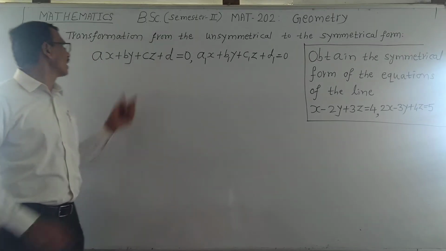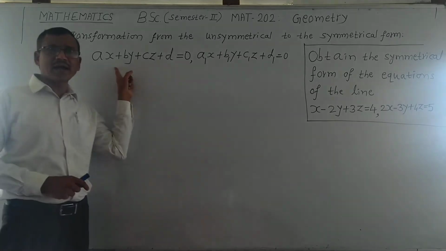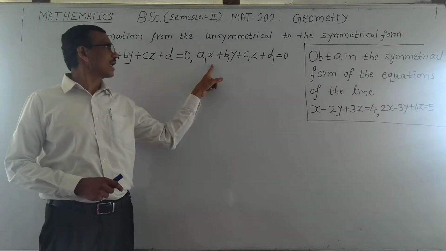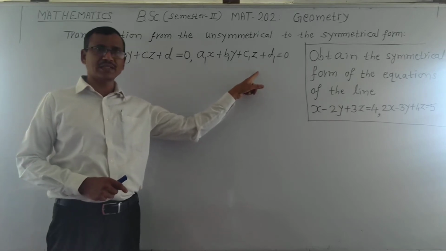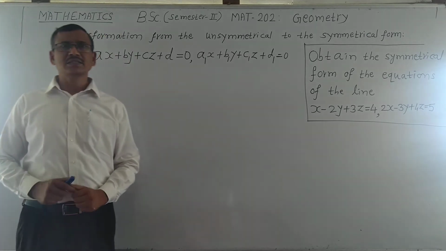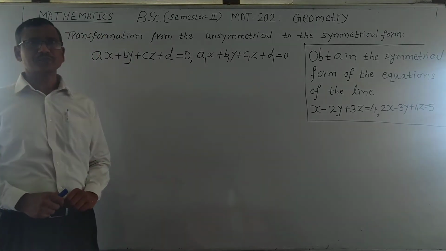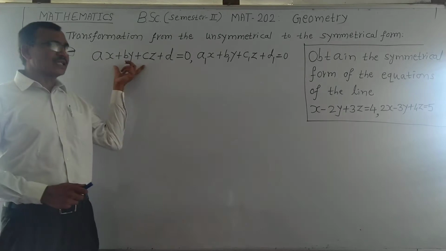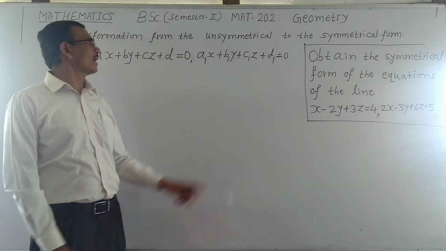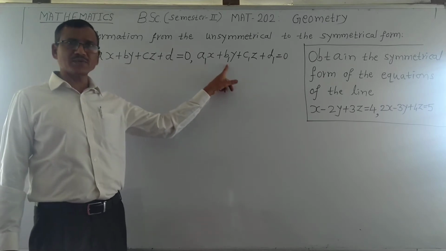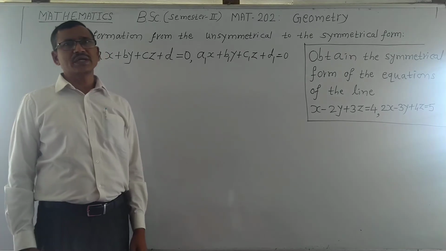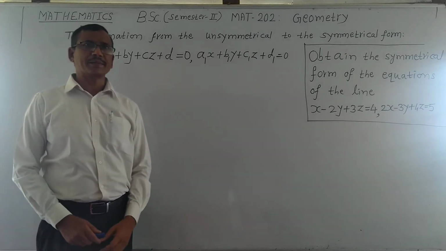We considered the equation ax + by + cz + d = 0, and the other equation is a1x + b1y + c1z + d1 = 0. This is the equation of a line in unsymmetrical form. Here ax + by + cz + d = 0 is the equation of one plane, and a1x + b1y + c1z + d1 = 0 is the equation of the other plane.